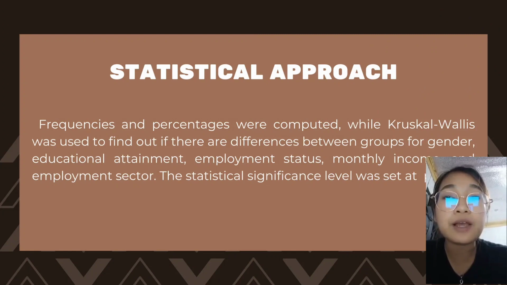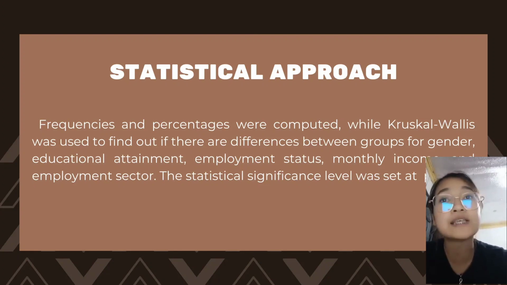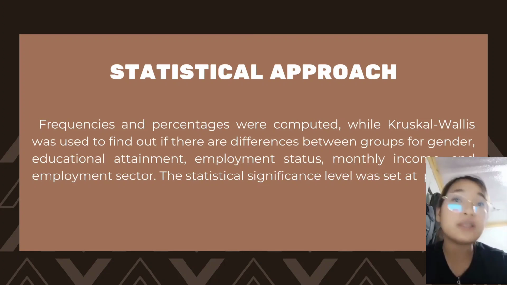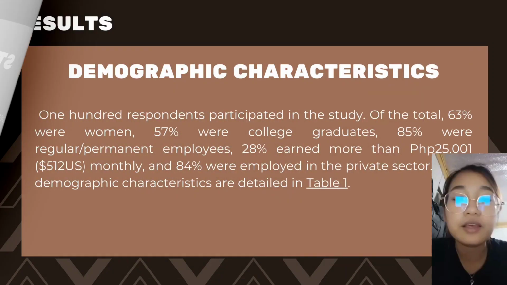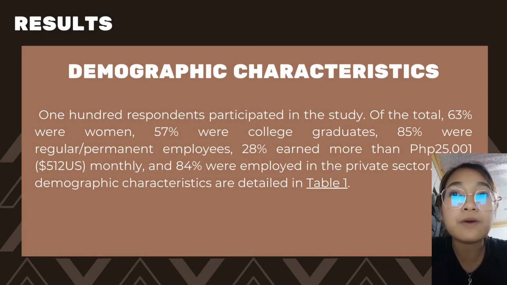So, next is yung statistical approach. Siyempre, ang gagamitin nila dito is the Kruskal-Wallis. So, sabi dito, frequencies and percentages were computed, while Kruskal-Wallis was used to find out if there are differences between groups for gender, educational attainment, employment status, monthly income, and employment sector. The statistical significance level was set at P less than 0.05. So, yung p-value natin dito is less than 0.05. Alright, so let's go on naman sa susunod na topic.